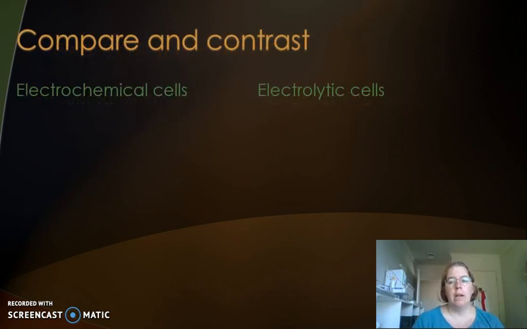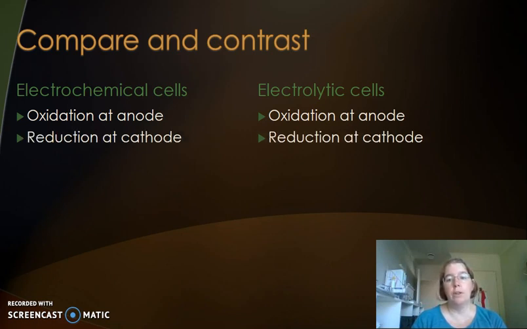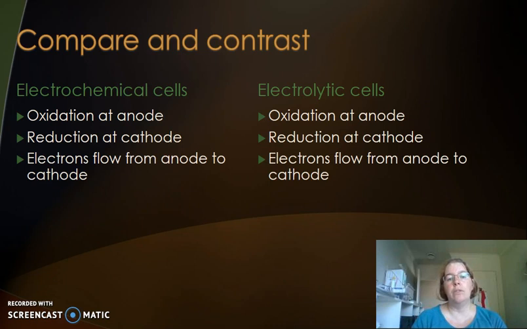Compare and contrast, just to be really clear about what we're looking for, is to consider what is the same between the two types of cells and what is different. So starting off with the things that are the same, we've got some fairly obvious things going on. First off, in both cells, we've got oxidation occurring at the anode. We also have reduction occurring at the cathode and electrons flowing from the anode to the cathode. And this occurs in every type of electrochemical or electrolytic cell.